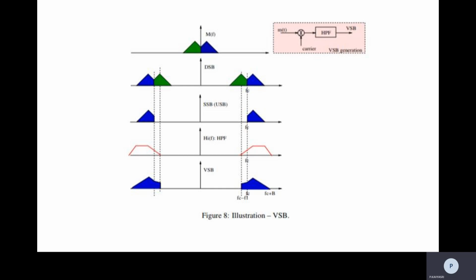Next, whenever that SSB signal is passed through the high pass filter, some part of the other band also comes as output to the VSB. So in VSB, we have seen one sideband completely and some part of the other sideband. So this is the illustration of the vestigial sideband.